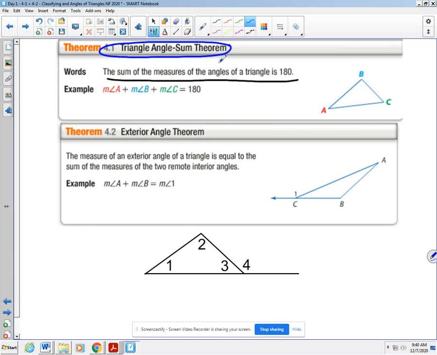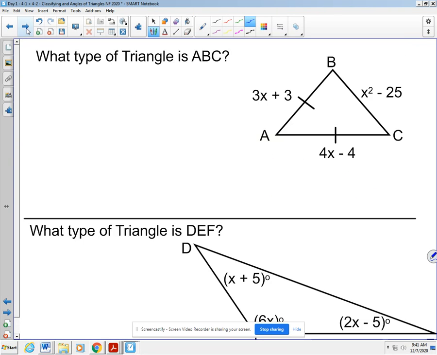I want to just mention interior angles, because the exterior angle theorem we'll talk about in class, but the sum of the measures of the interior angles in a triangle is always equal to 180 degrees. In other words, angle A plus angle B plus angle C is equal to 180 degrees. Okay? So now, let's practice.